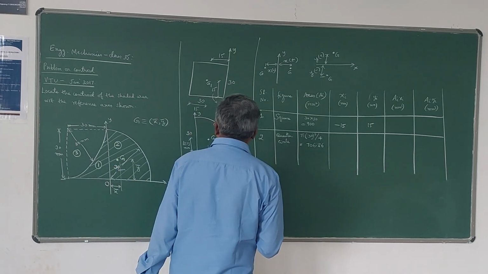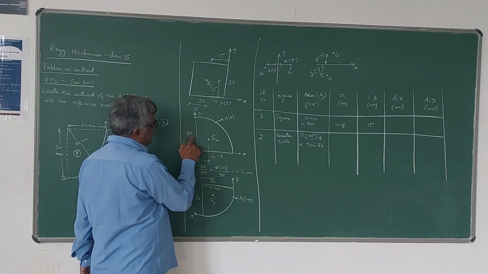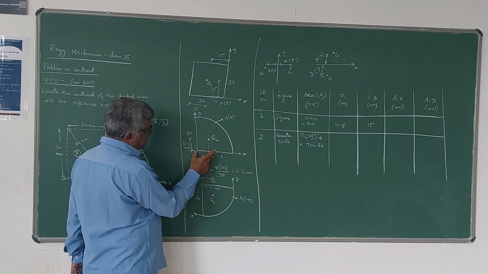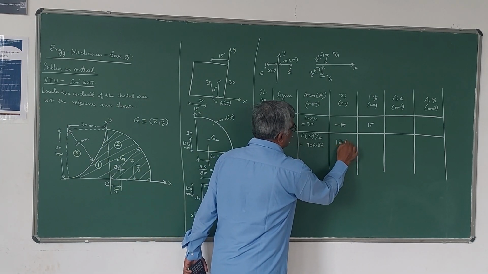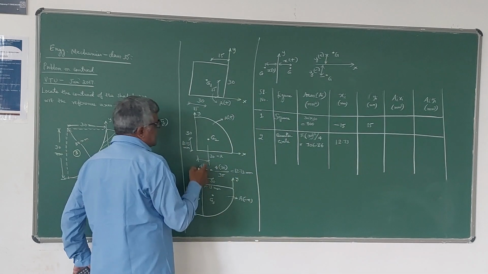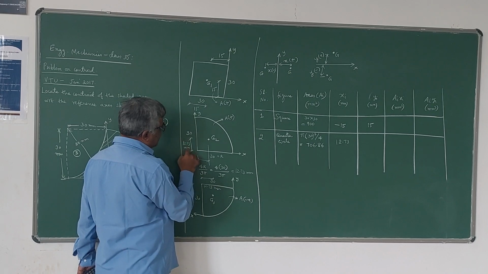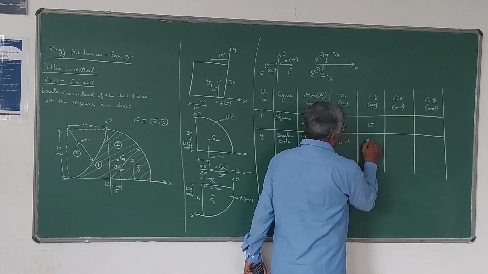Next, xi value. Xi is the distance of G2 from the y-axis. It is positive because it is to the right side of the y-axis. So this distance I have to take, which is 12.73, positive 12.73. Then yi is the distance of G2 from the x-axis. So once again it is 12.73. It is positive because it is above the x-axis. So that is also positive.